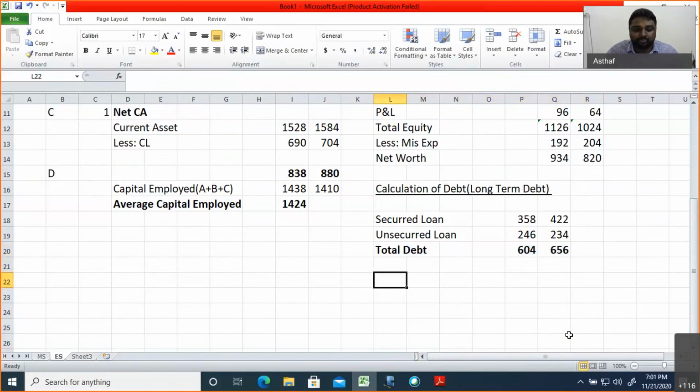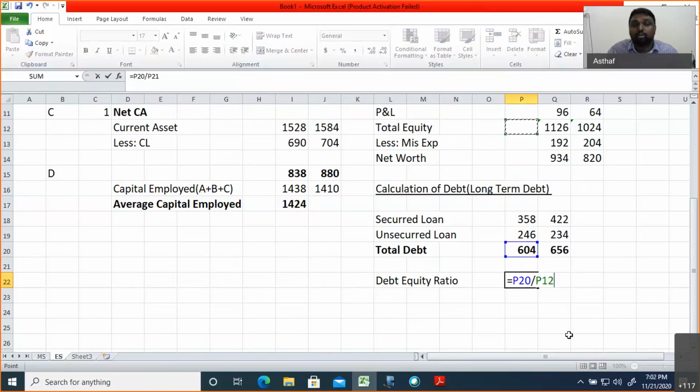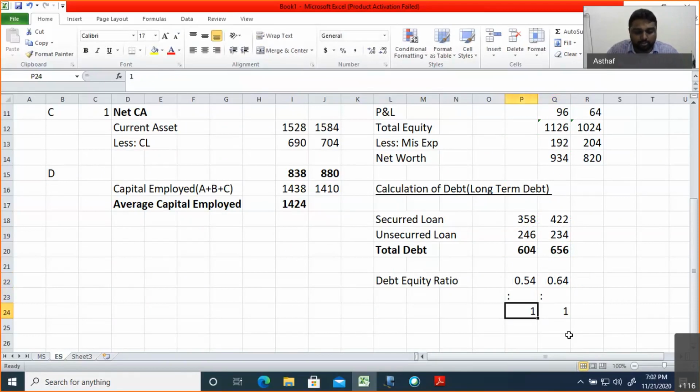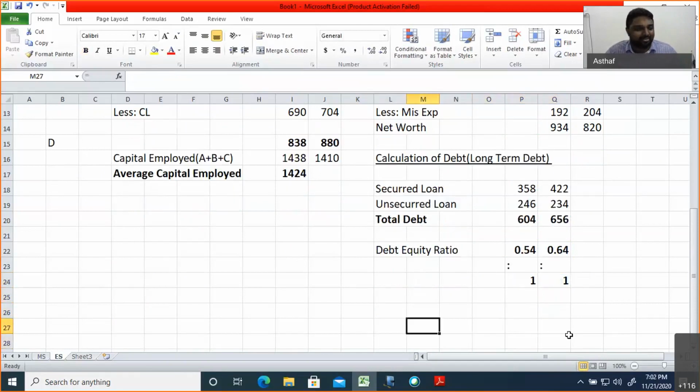Now what we have to do? Yes, you are correct. We have to do debt equity ratio. Debt by equity. Debt is 604, equity is 1156. Here you have 656 divided by 1240. So you can say it is 0.54 to 1, and here also 0.64. So this is the debt equity ratio for the company: 0.54 and 0.64. You can copy very fast, my dear.